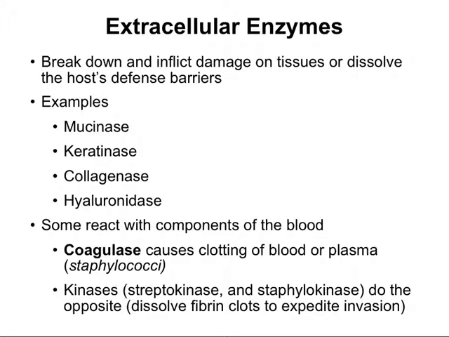Some exoenzymes react with components of the blood. For example, coagulase causes clotting of the blood or plasma. Pathogenic staphylococci use coagulase. Kinases are enzymes produced by Streptococcus and Staphylococcus bacteria. They're respectively called streptokinase and staphylokinase. They do exactly the opposite of coagulase. They'll dissolve fibrin clots, and this expedites their invasion of damaged tissues.